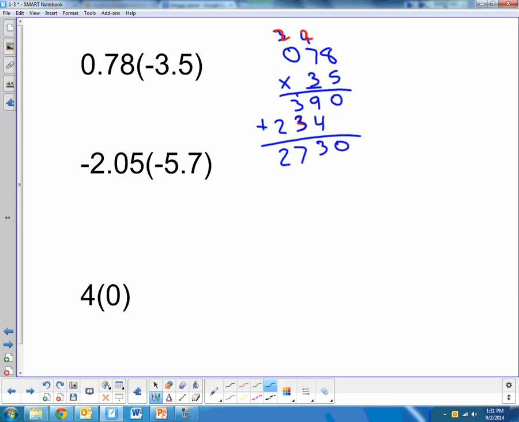Of course, I need to go back. I need to look at those decimals. There's no way that 0.78, 78 hundredths, times 3 and 5 tenths is 2,000 something. Not going to happen. So I'm going to put those decimal points back in.